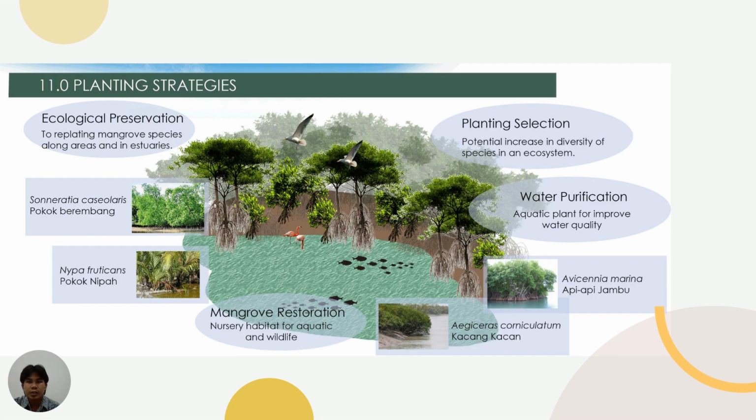There are four species of mangrove. First one is Sonneratia caseolaris. The second one is Nipa fruticans. The third one is Avicennia marina. The fourth one is Aegiceras corniculatum.